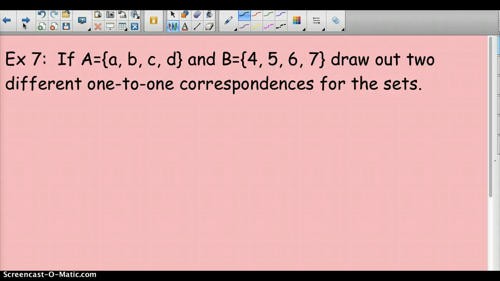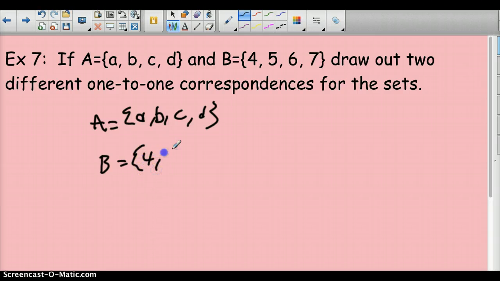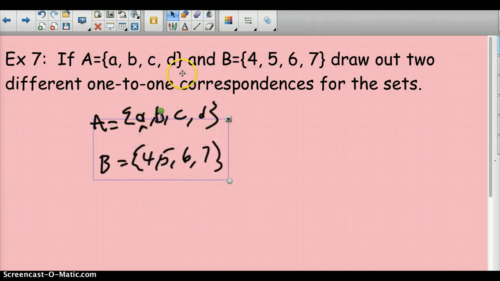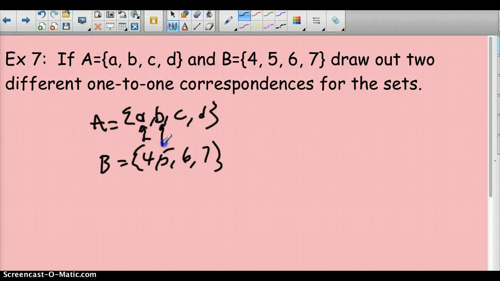Okay? In another example, draw out two one-to-one correspondences for these sets. Well, we have set A, which is A, B, C, and D, and we have set B, which is 4, 5, 6, and 7. Now we have no prior knowledge, so let's just say that A matches to 4, B matches to 5, C matches to 6, and D matches to 7. That's one example of a one-to-one correspondence.